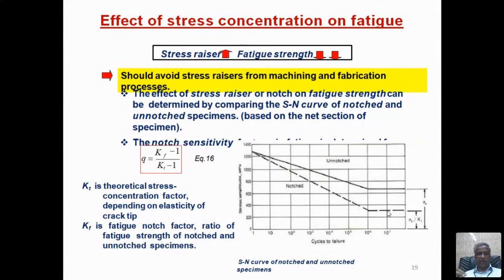If the Q value is lower, 0.1, 0.2, 0.3, then the sensitivity is less. The effect of the notch is less. But if the Q value is higher, 0.7, 0.8, 0.9, towards 1, it will not exceed 1, then the sensitivity is very high. Again, the notch sensitivity is a material parameter. For each material the Q value will differ, and one needs to evaluate the Q value to understand the notch.